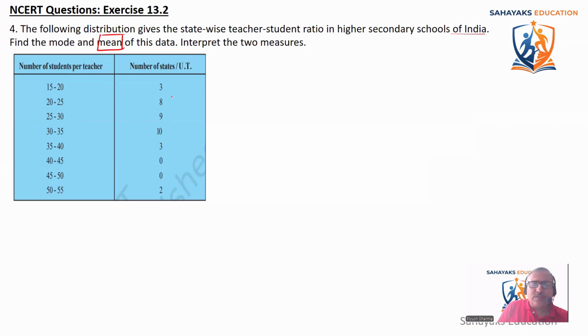To check the modal class, you have to look at the maximum frequency. The maximum frequency is clearly seen as 10. So this is the modal class. Now the formula. What is the formula for mode?